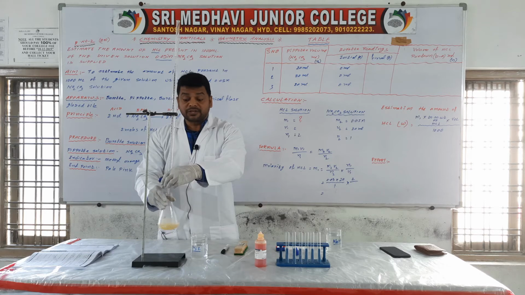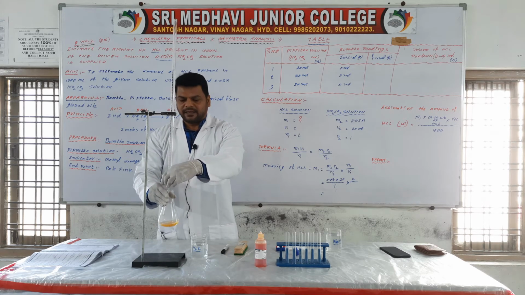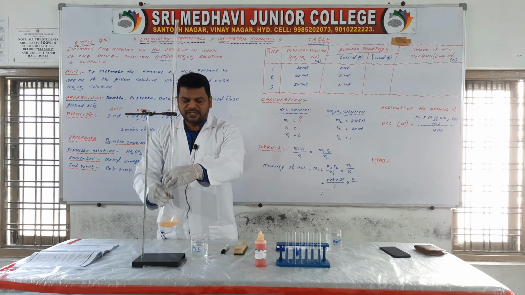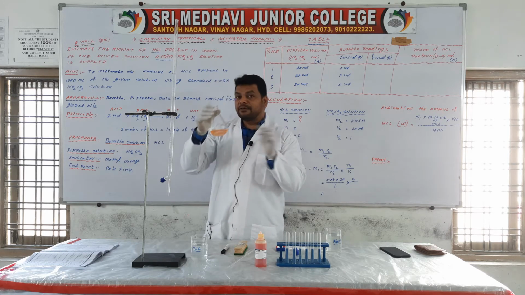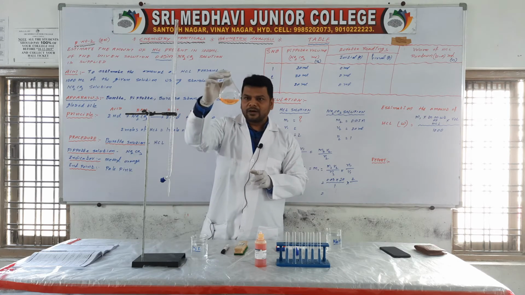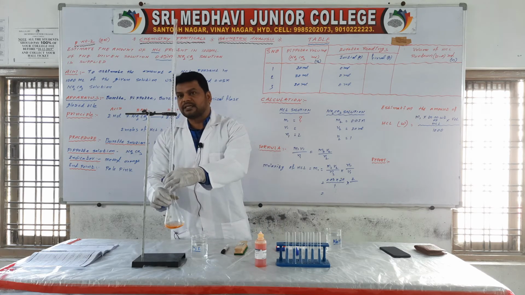You have to shake the conical flask continuously while you are dropping HCl, hydrochloric acid, into the conical flask. Then the solution color will change, and you have to see whether it is changing or not. See, the solution color changes. Before titration it was pale yellow. Now it is a pale pink color. So this is the end point of this titration.